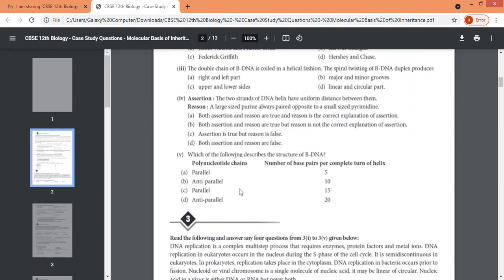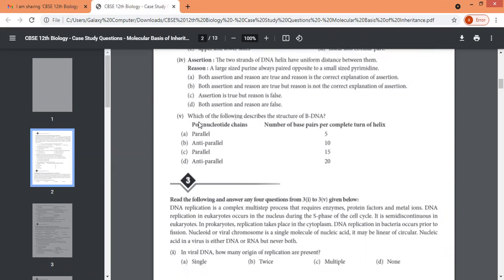Now we come to the 5th: which of the following describes the structure of B-DNA? Parallel, anti-parallel, then again parallel and anti-parallel. Number of base pairs per complete turn of the helix: how many base pairs are there? You can see 5, 10, 15, 20. Whatever is the correct answer, that you have to write.